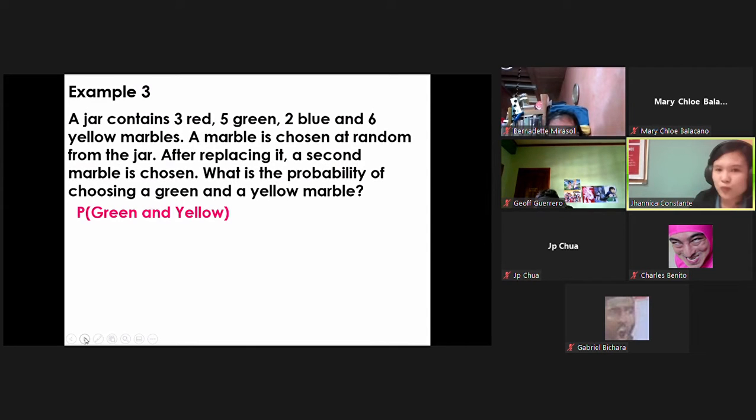For example, we have this one. A jar contains 3 red, 5 green, 2 blue, and 6 yellow marbles. A marble is chosen at random from the jar. After replacing it, a second marble is chosen. What is the probability of choosing a green and a yellow marble? What will be the probability that you will get a green and a yellow marble?